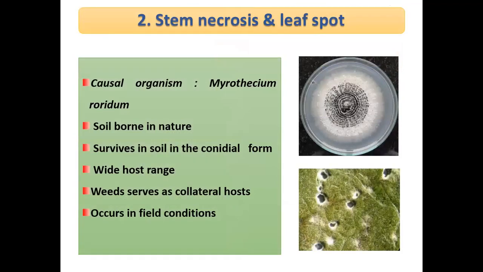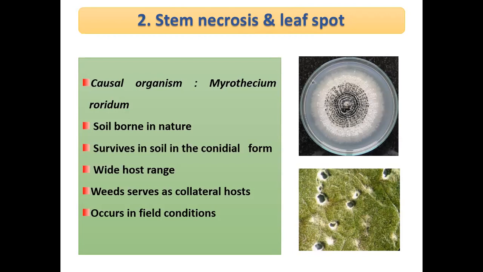And the next disease is stem necrosis and leaf spot disease. Here, the causal organism of this disease is Myrothecium roridum. Here also, the pathogen is soil-borne in nature, and it survives in the soil in conidial form. And this pathogen has a wide host range. It infects many weeds and many horticulture crops.